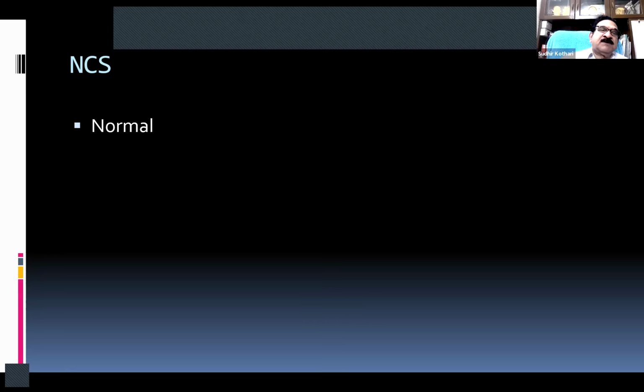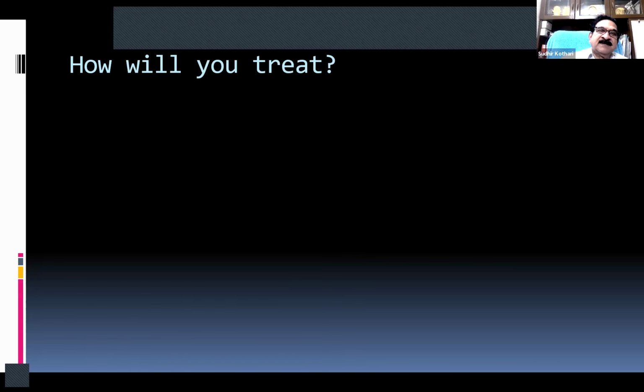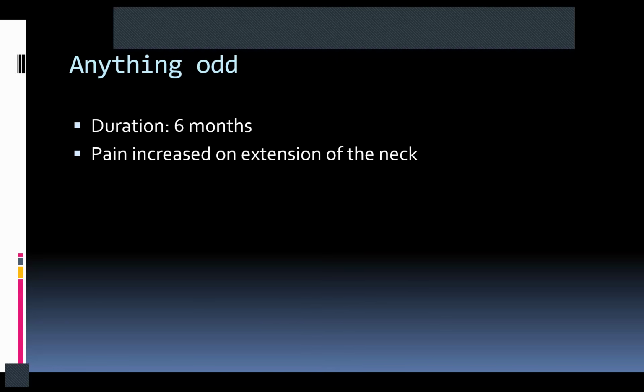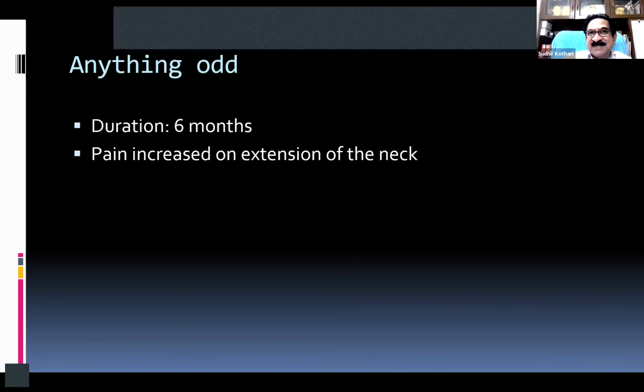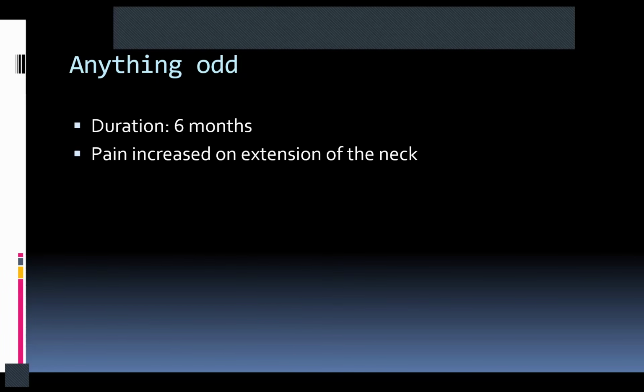NCS was done, which is not helpful. Then what will you do now? MRI, sir. Pain is another clue. MRI of the plexus, sir. Pardon? MRI of the plexus you have to do, sir. Yes, I can do the plexus also. But I did not do that, it's something else.